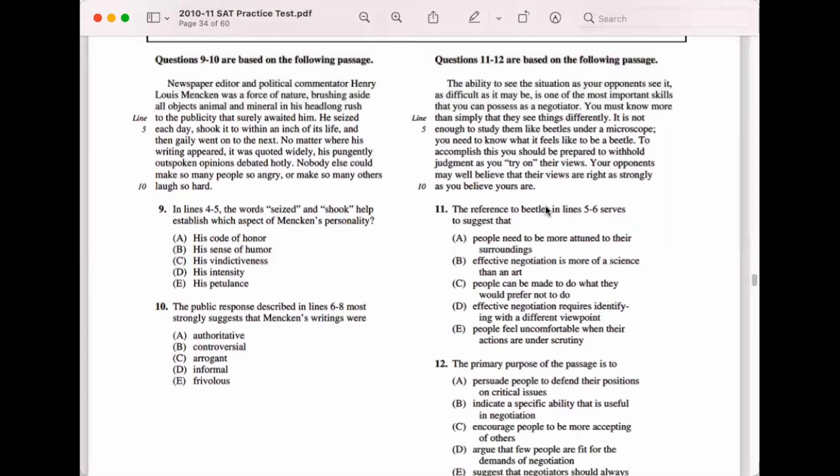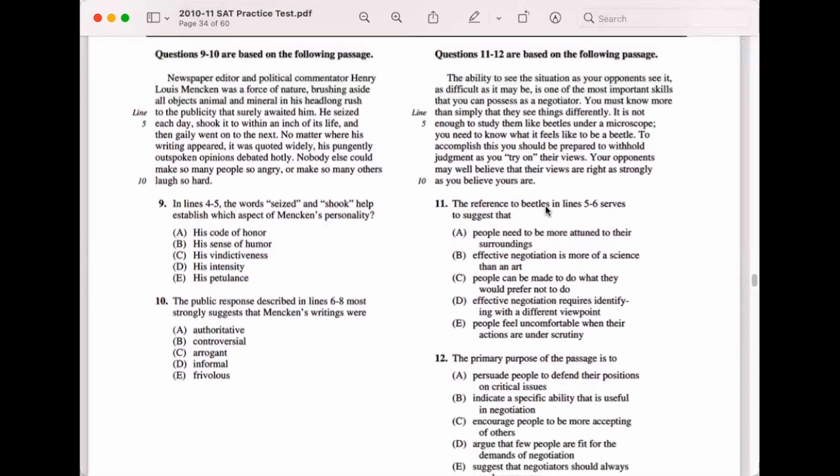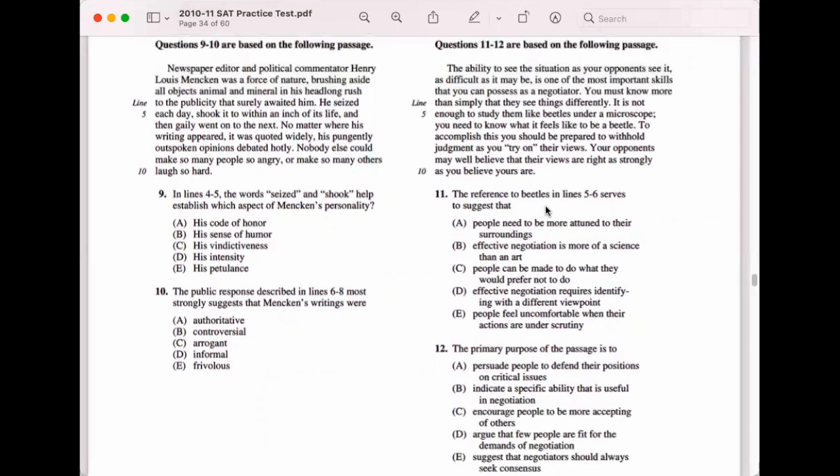There are these two tiny passages that you can see on the screen, each with two questions. So let's begin. Let's answer these questions and then we'll grade our answers.